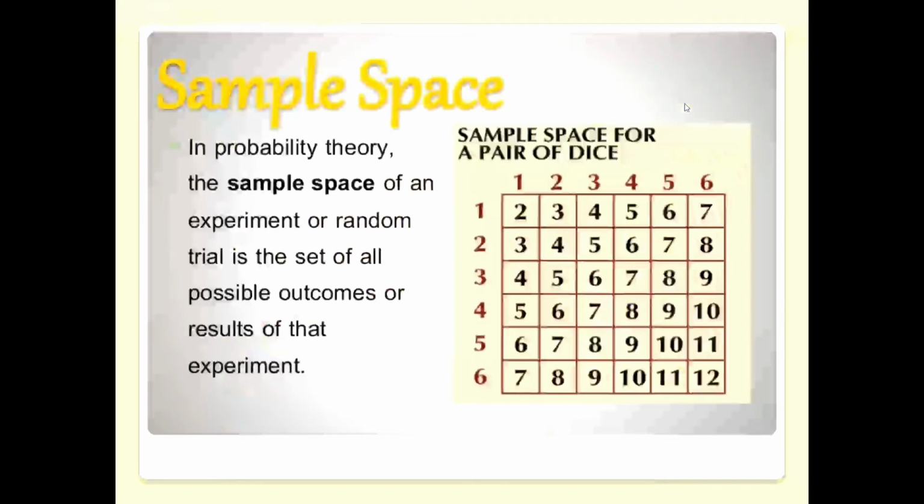Sample space. What is sample space? In probability theory, a sample space of an experiment or random trial is the set of all possible outcomes or results of that experiment. Here we see the example for a pair of dice thrown. 1 to 6, 1 to 6 are 36 outcomes.